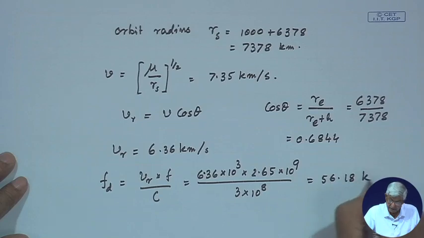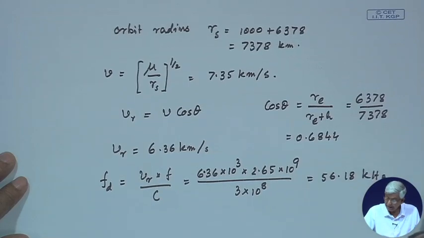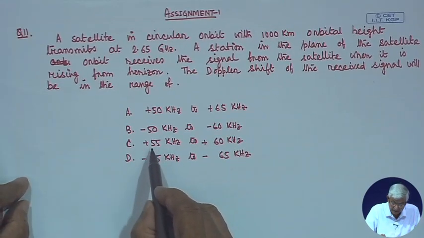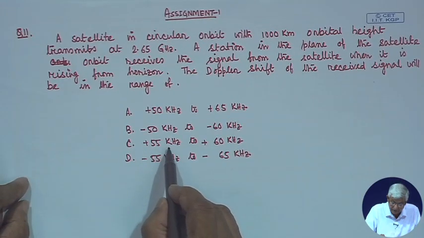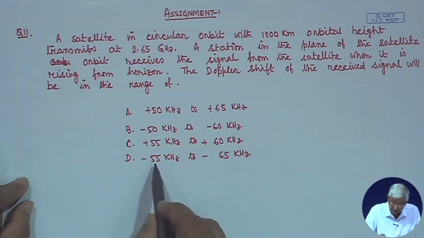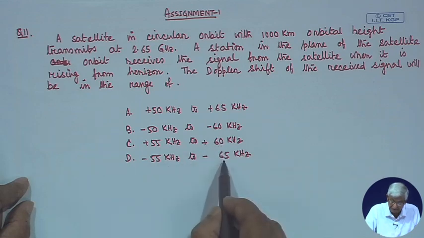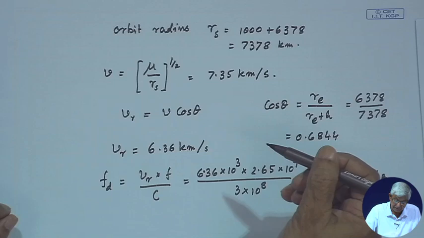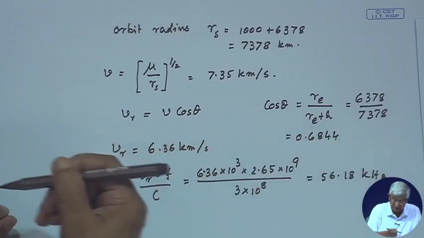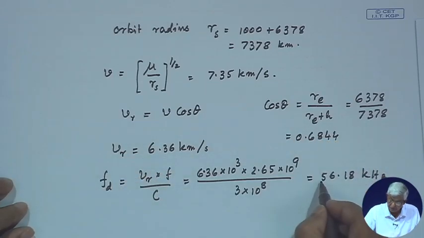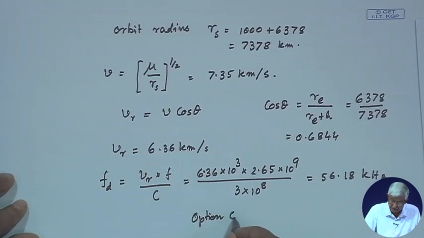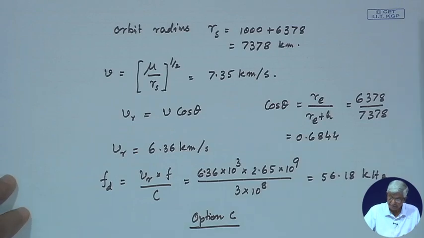So, this comes out to be 56.18 kilohertz, and the option range which was given in C, you can see, is plus 55 kilohertz to plus 60 kilohertz. There is a minus 55 kilohertz to minus 65 kilohertz also. So, where will it fall? Since it is rising, the component velocity will be positive towards the observer. So, this will be a positive value. Therefore, option C is the correct option.